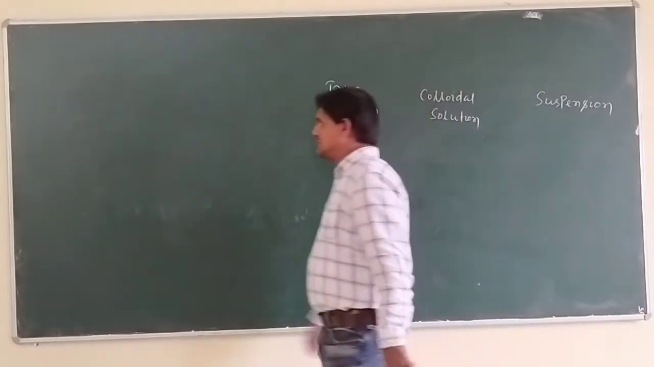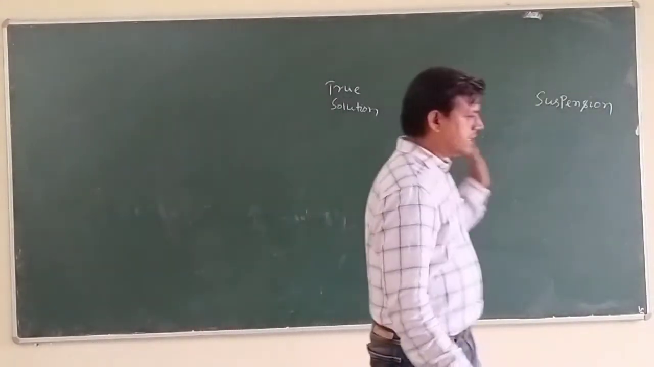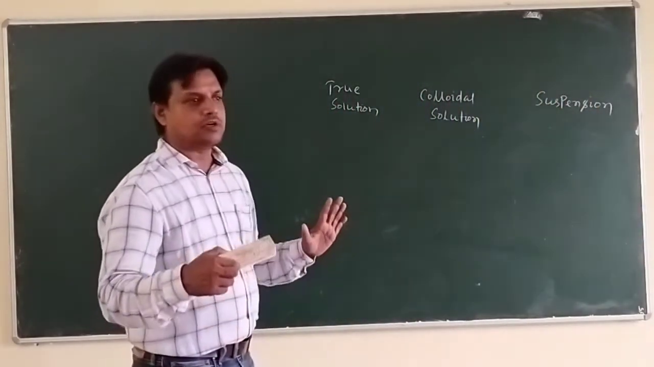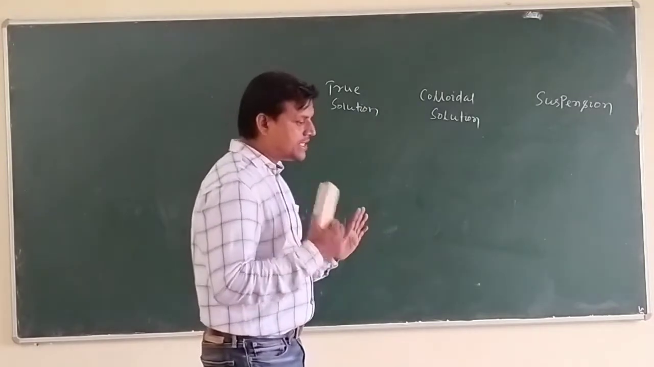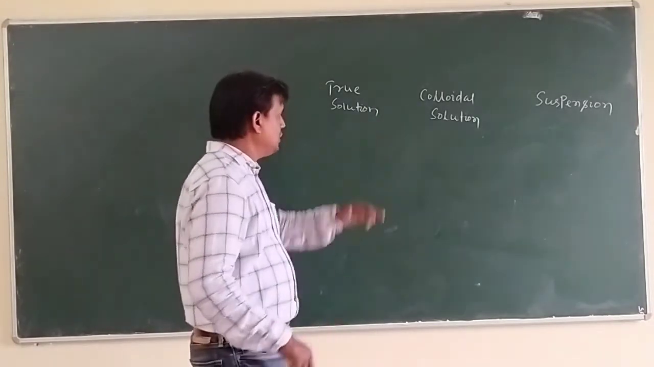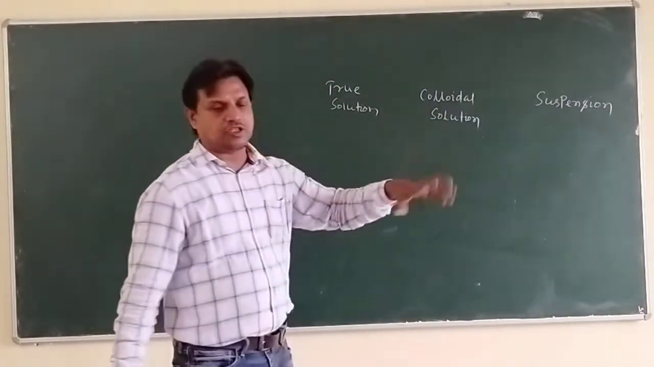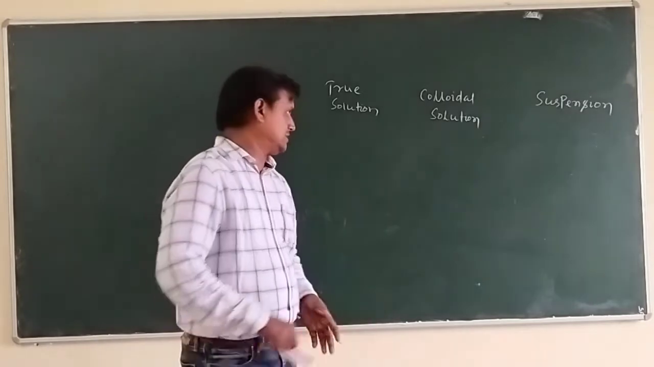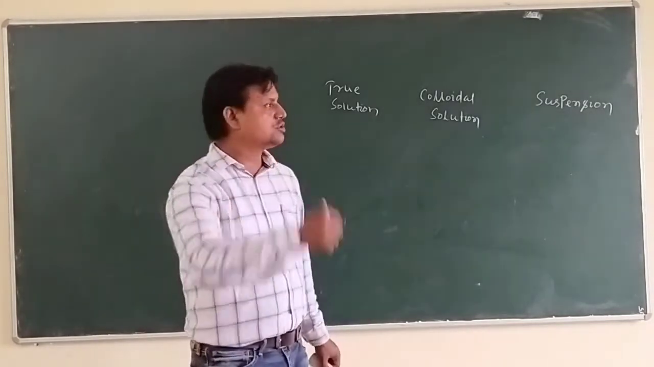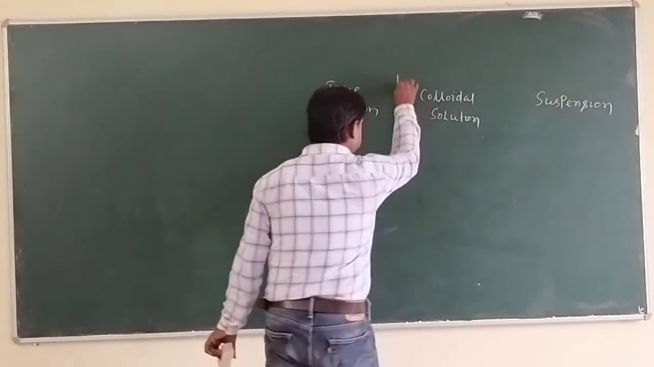Third one is suspension. So true solution, colloidal solution and suspension are three categories of solution depending upon the size of the solute particle. We will discuss one by one the properties of the three types of solution. How can we distinguish between true solution, colloidal solution and suspension? We will discuss one by one.